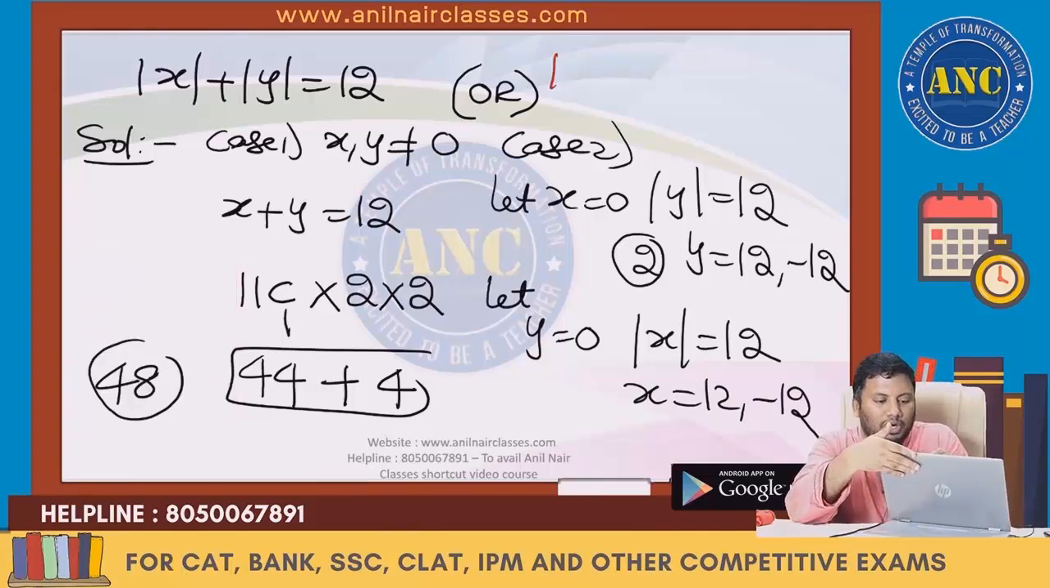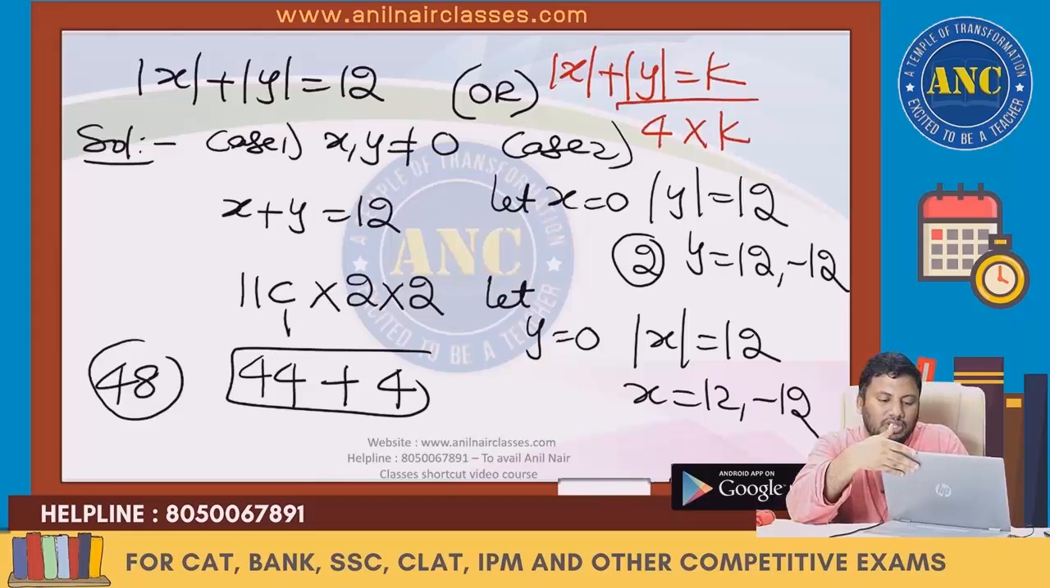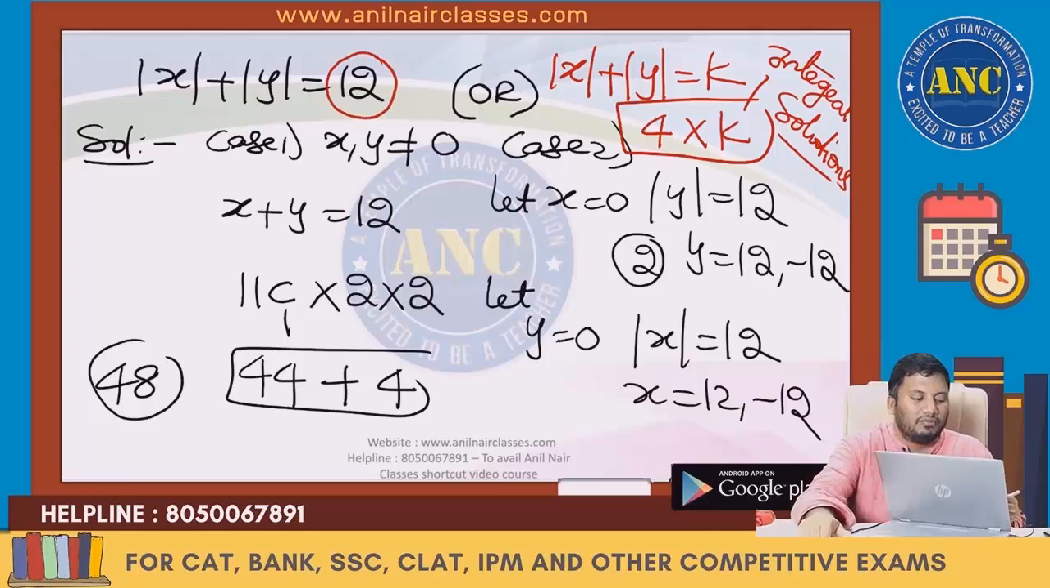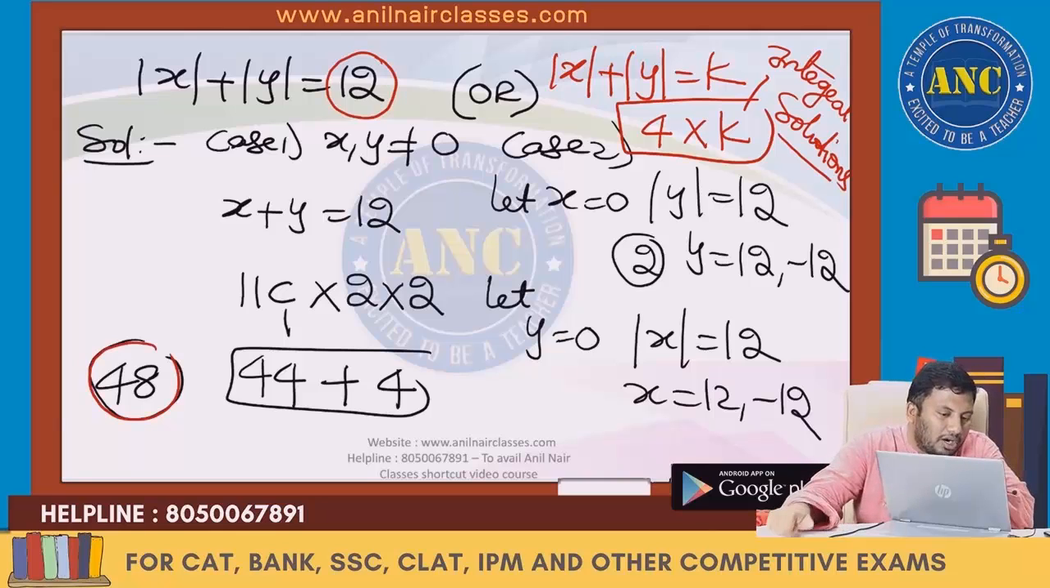Simple, straightforward. I will tell you in modulus. Mod x plus mod y equivalent to k. Number of integral solutions is 4 into k. Directly multiply the right hand side with 4. What is 4 into 12? Which is 48. Directly you will get the answer. Mod x plus mod y equivalent to k, answer is 4k. 4 into 12 is 48. Directly you can do it.